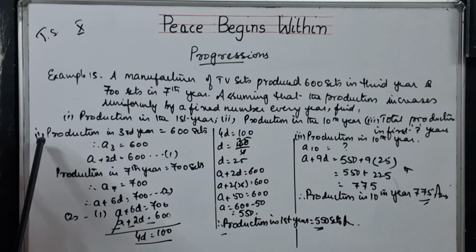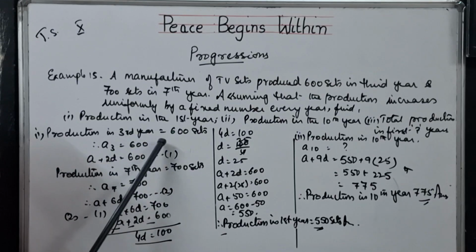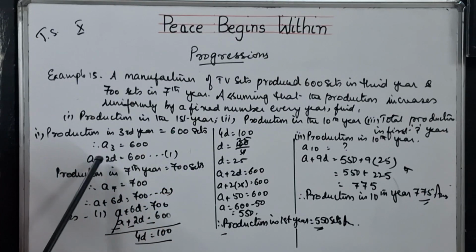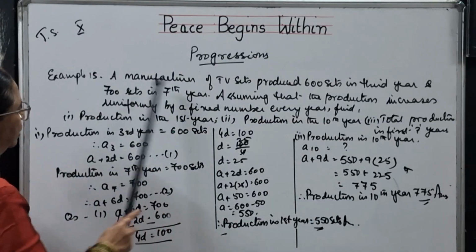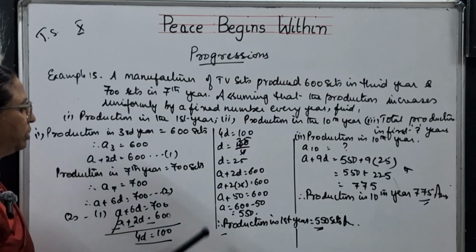So first bit is production in first year I am doing. Production in third year is 600 they have given. That means A3 is 600, A plus 2D is 600. And production in seventh year, how many? 700 sets. That is A7 is 700, A plus 6D is 700, second equation. So these two equations, if I solve, I got D value as 25. 4D is 100, D is 25.